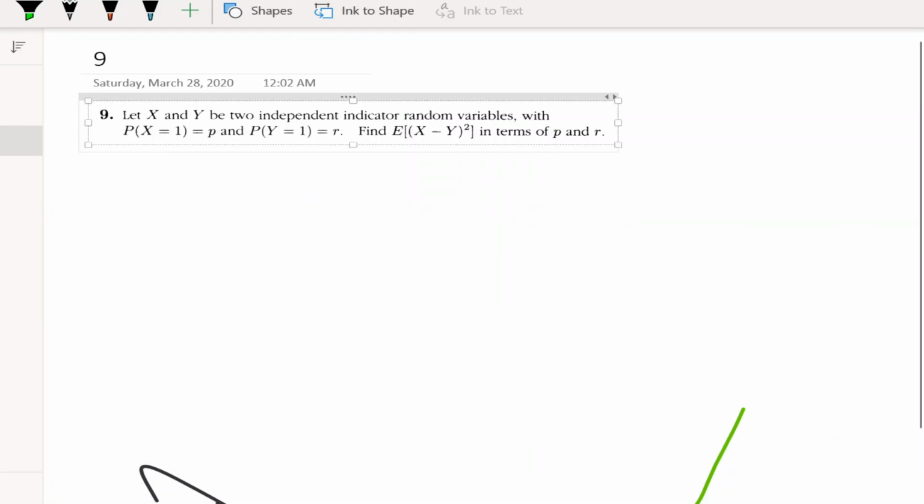Alright, what's up guys? This is Probability by Pitman, Chapter 3 review, Section number 2, problem number 9.